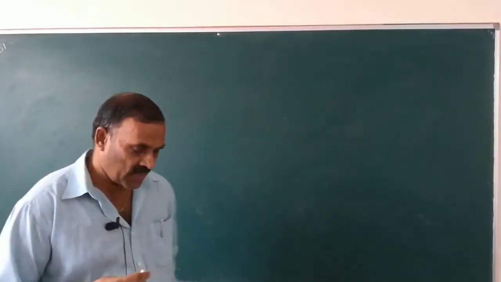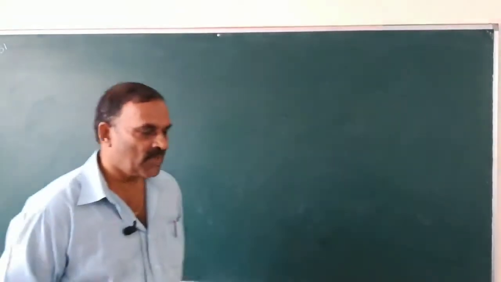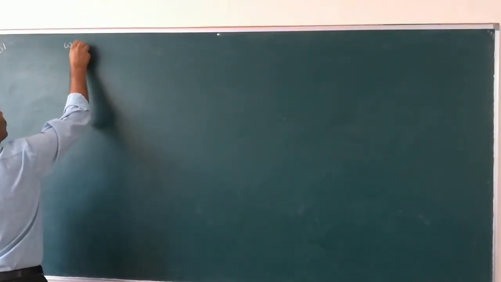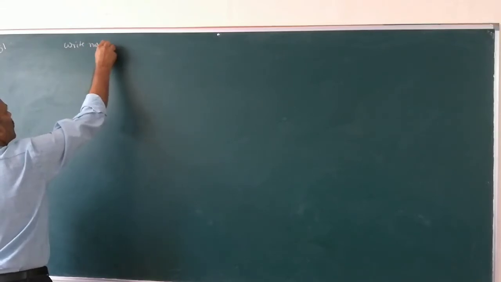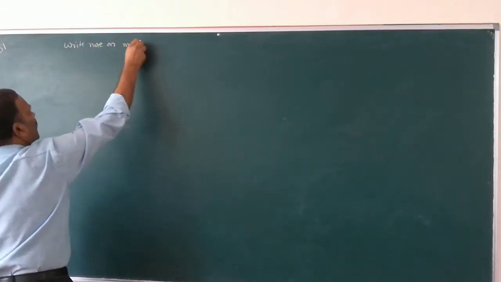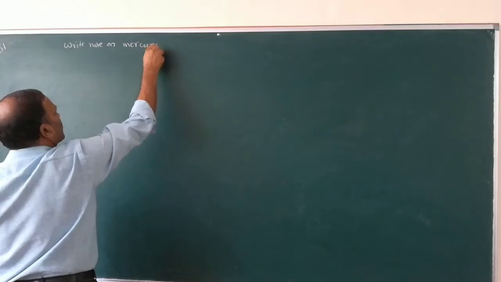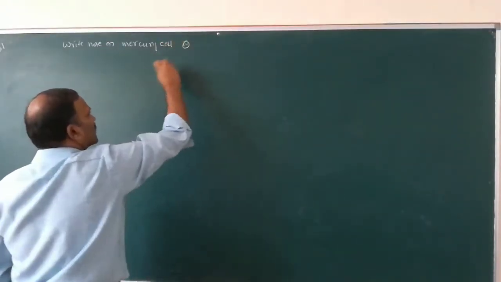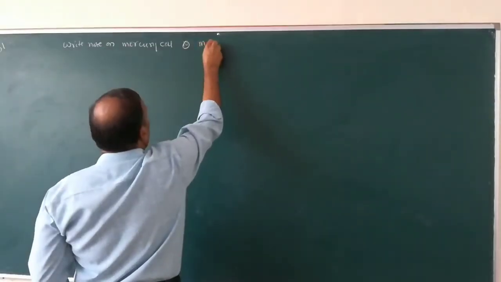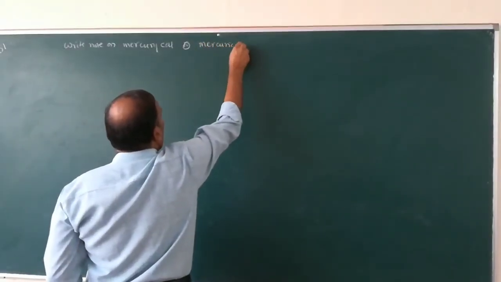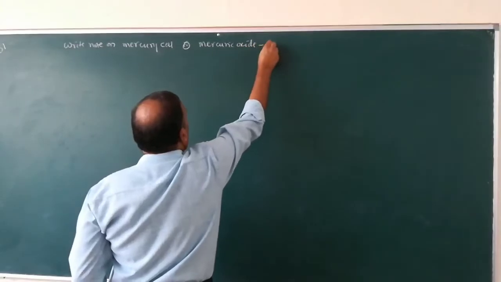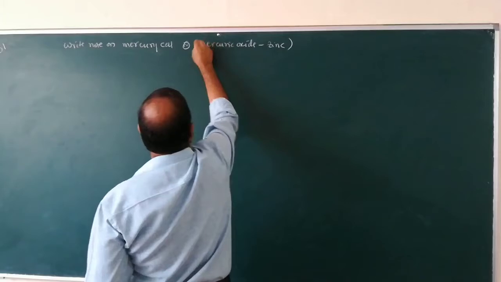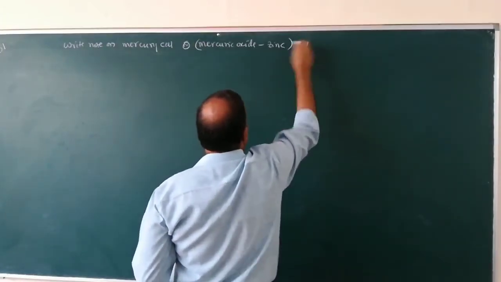The second primary cell, namely mercury cell. Write note on mercury cell. Mercury cell is also called as mercuric oxide-zinc cell. Mercuric oxide or zinc cell.